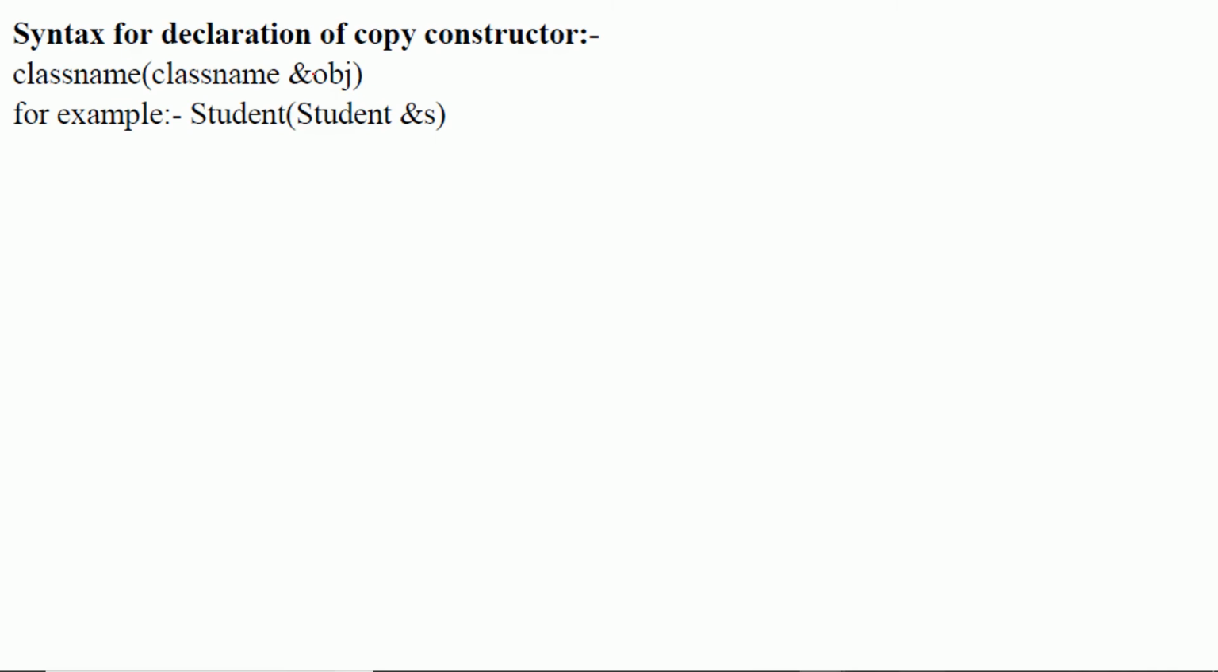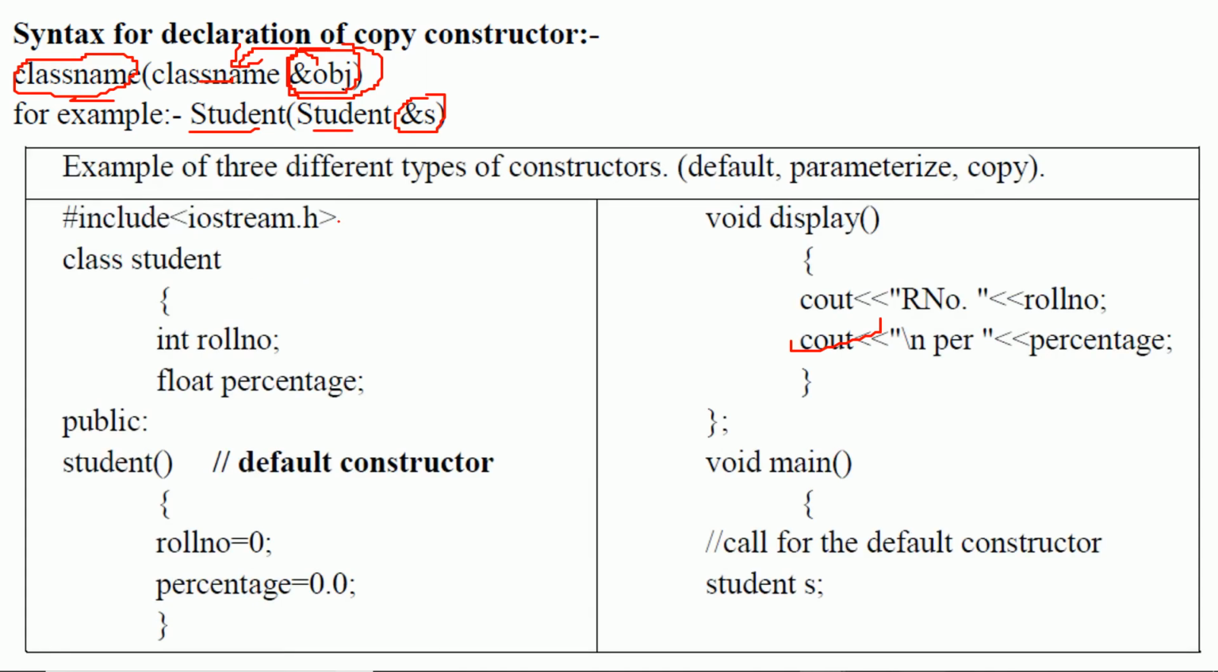So what is the syntax of a copy constructor? We have a class name here. We again have the class name here, and then we have an object. So this is what we are saying: this constructor accepts the reference of an instance of the same class. This is a class, this again is a class, and this is the reference of the instance of that class, that is, an object. So these are the different types of constructor.